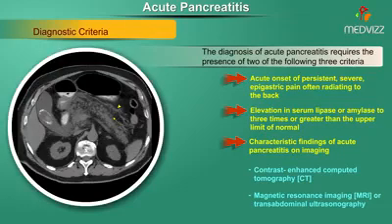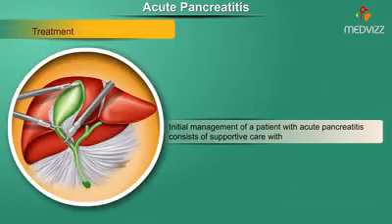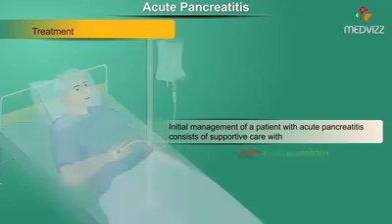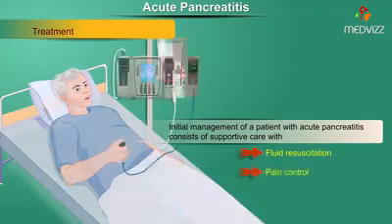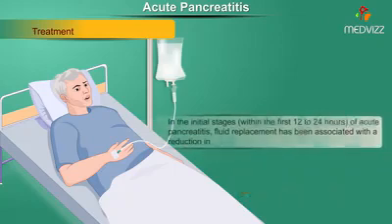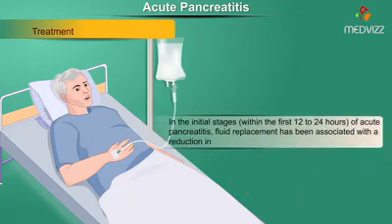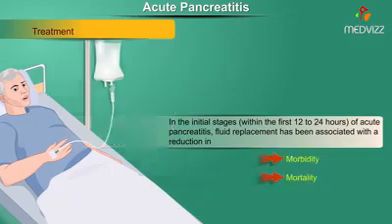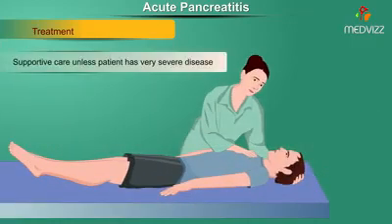Now let's discuss a little bit about the treatment options. The initial management of a patient with acute pancreatitis consists of supportive care with fluid resuscitation, pain control, and nutritional support. In the initial stages, which is within the first 12 to 24 hours of acute pancreatitis, fluid replacement has been associated with a reduction in morbidity and mortality. Supportive care, unless the patient has very severe disease, is required.